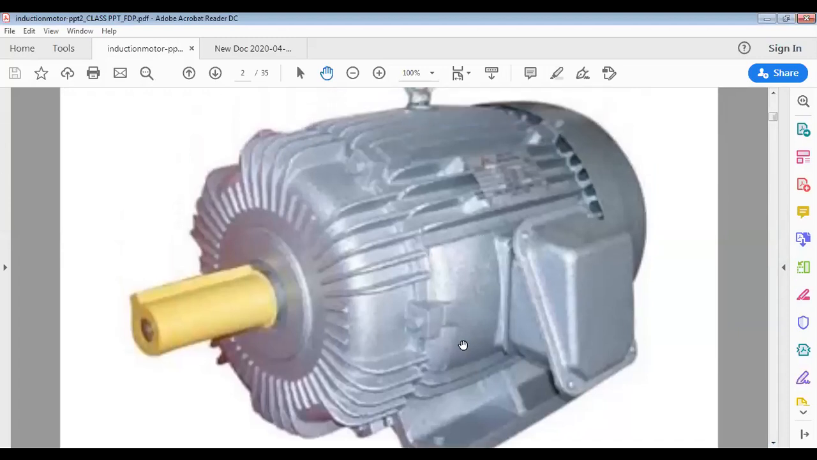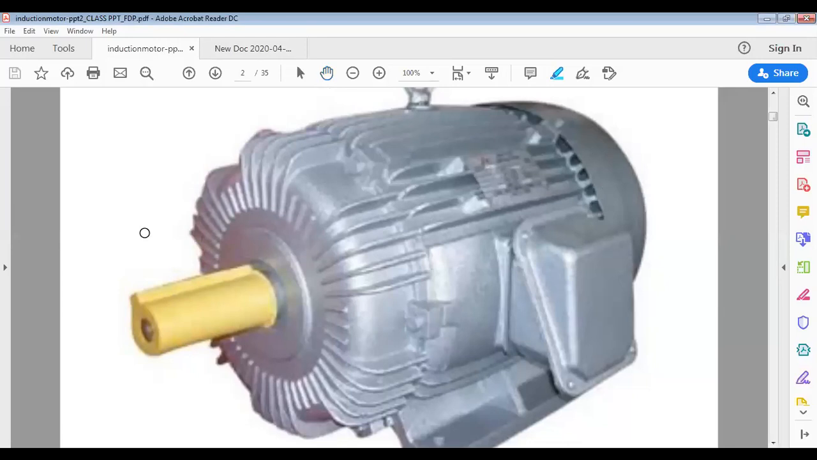Can everyone see the PDF diagram? Can everyone see? Anyone reply? All of you can see the diagram of the three-phase induction motor in that PDF. It's not a diagram, it's an image. Okay, very good. So see, it's a three-phase induction motor. All of you can see.